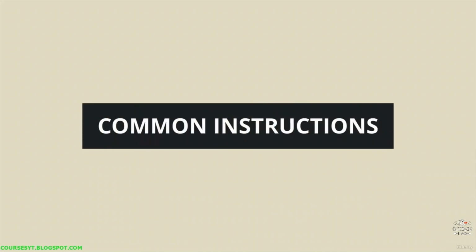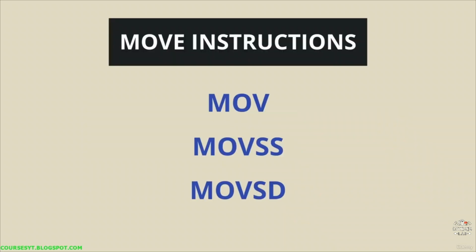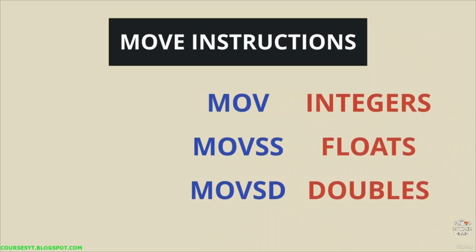Okay, so now in order to make more complex scripts, we're going to need to know a few more instructions. So in this video, I'll try to cover quickly the most common ones that we're going to be using. Now, the first instruction we're going to talk about is the move instruction. In fact, there's 3 move instructions. There's MOV, MOVSS, and MOVSD. Now, the only difference between all 3 is the type of number that we're going to be dealing with. So the first one is for integers, the second one is for floats, and the third one is for doubles. Again, remember, floats and doubles is the same thing. It's just that one is 32 bits and the other one is 64 bits.